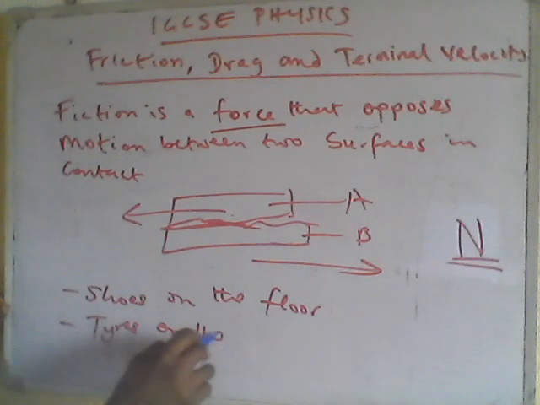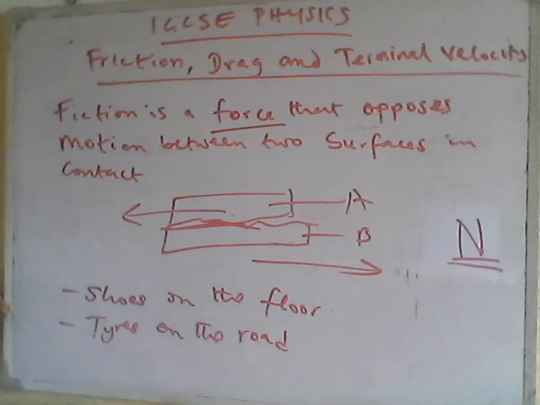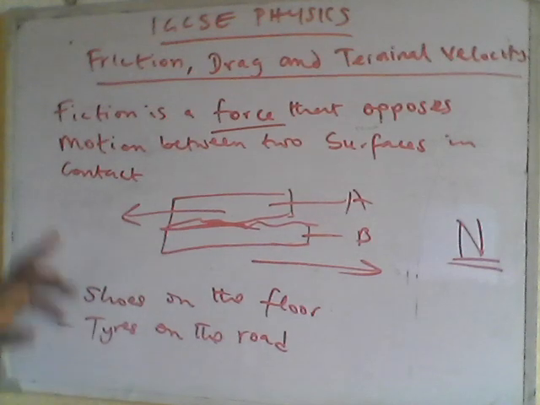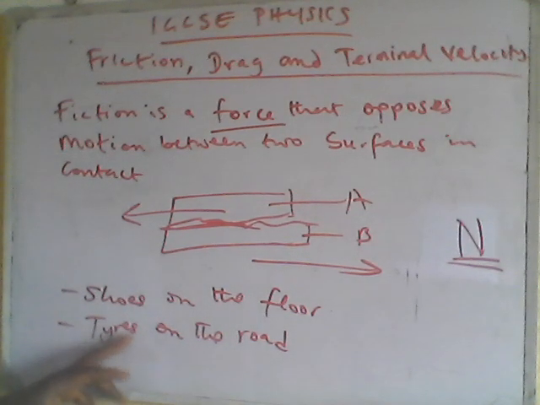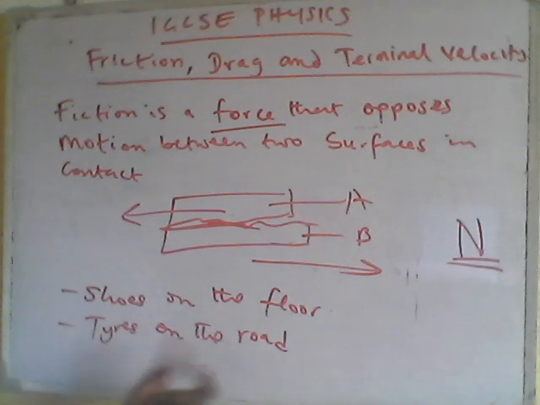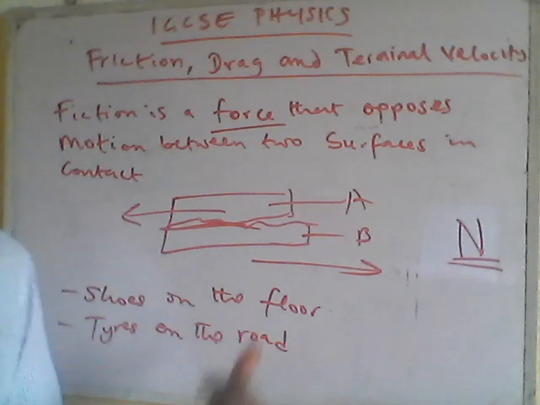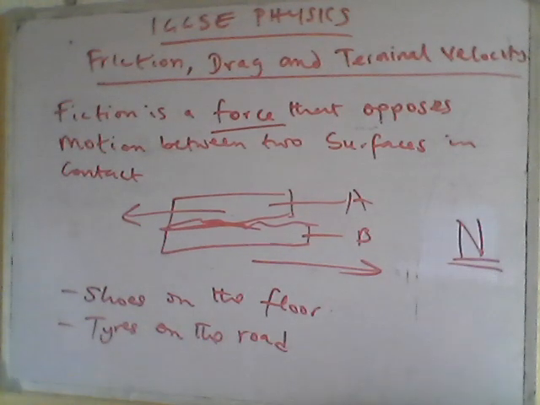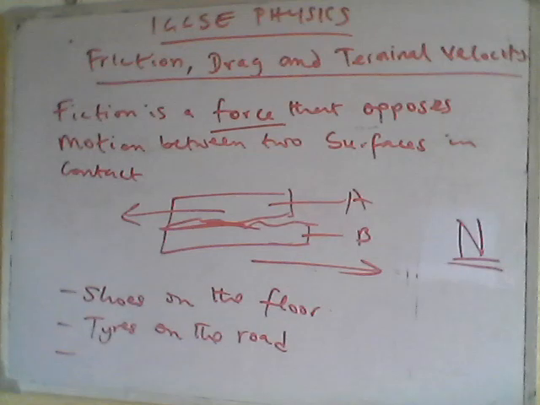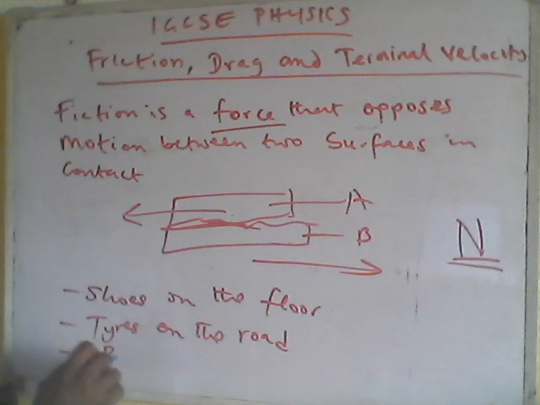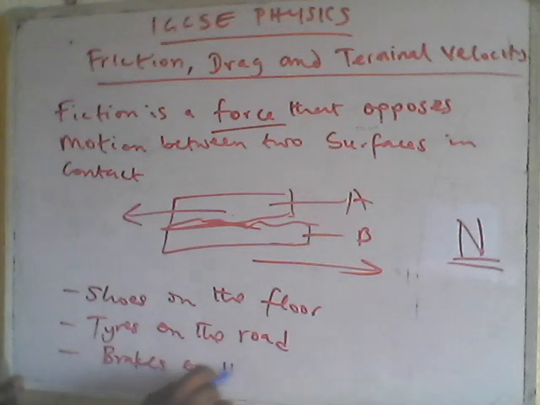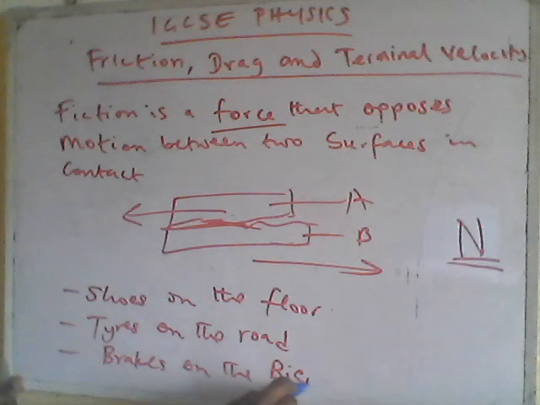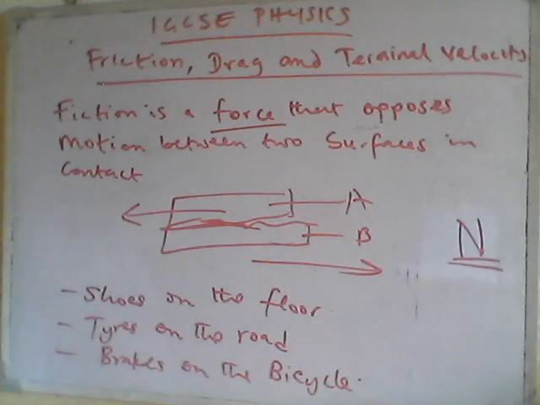So if the tire is moving on the road, maybe driven by a vehicle, you see that there is a force that tries to oppose the tire from moving forward. Between the tires and the road, the force exists. That force is known as the frictional force. And thirdly, brakes on the bike. If you apply the brakes on the bicycle, there is a frictional force that will try to oppose that action.